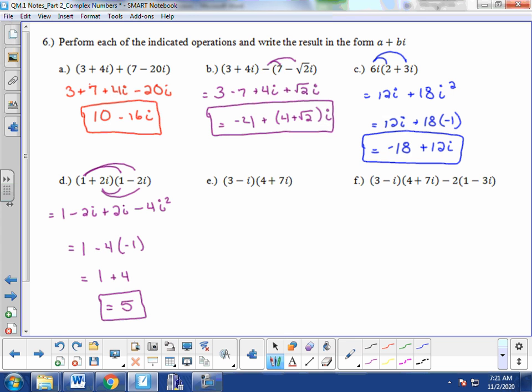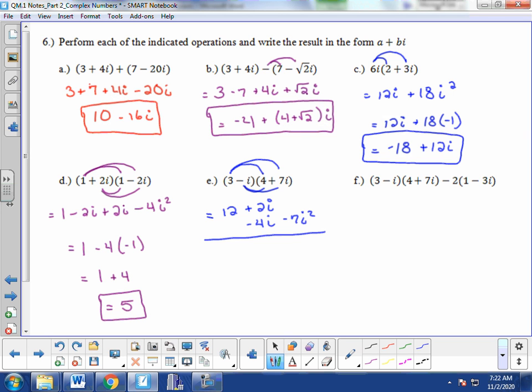Hopefully we've gotten a chance to take a look at E. So let's go ahead and complete this. Let's distribute. So 3 times 4 is 12. 3 times 7i is 21i. Negative i times 4 is negative 4i, and I'm going to go ahead and just line those up. And then negative i times 7i would be a negative 7i squared.